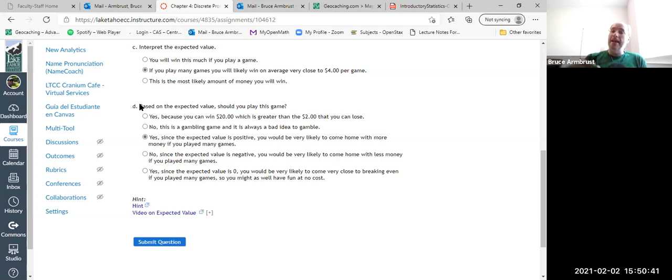But it's that same kind of idea. However, in that case, you're not playing that game lots of times. You're only playing that game one time. And so the expected value doesn't really pay out. But anyway, if expected value is negative, don't do it.